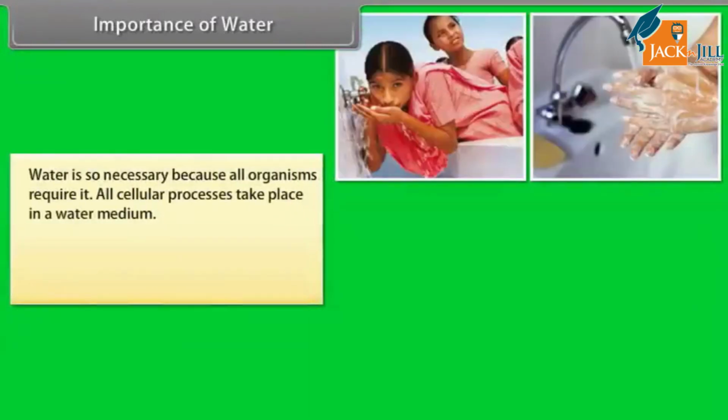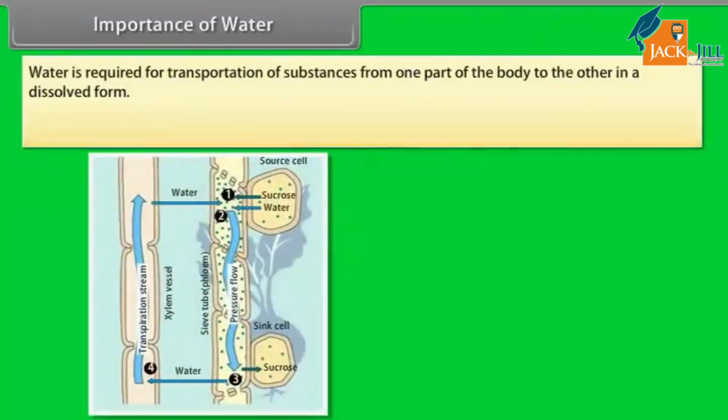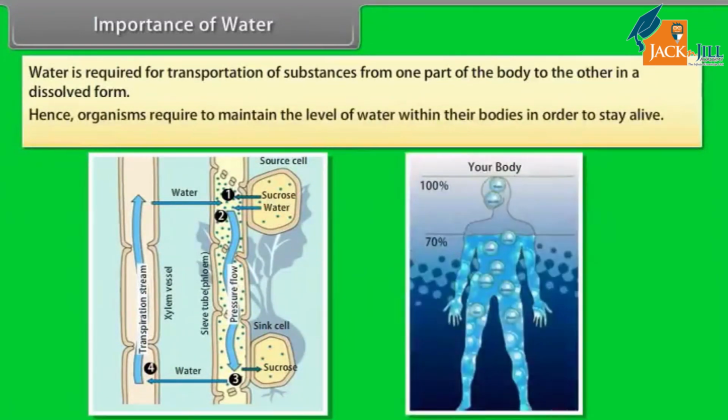Importance of water. Water is so necessary because all organisms require it. All cellular processes take place in a water medium. All the reactions that take place within our body and within the cells occur between substances that are dissolved in water. Water is required for transportation of substances from one part of the body to the other in a dissolved form. Hence, organisms need to maintain the level of water within their bodies in order to stay alive.